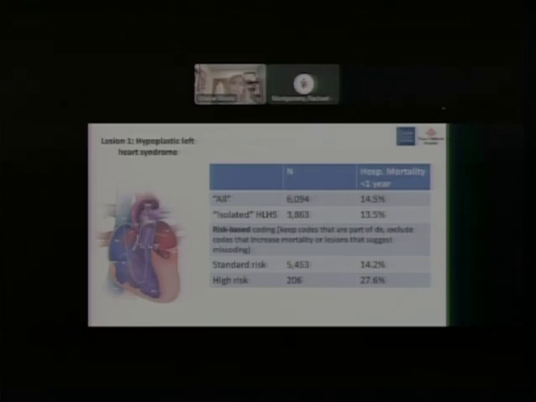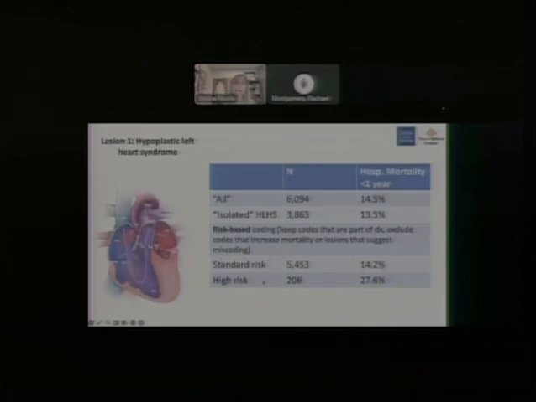If we apply this coding and don't get rid of the aortic stenosis, the mitral stenosis, et cetera, the number goes down to 5,400. We only lost about 500 cases instead of 1,000 cases, and you can see that our mortality estimate is very similar to the first, but it's much more accurate. We've kept these standard risk patients.